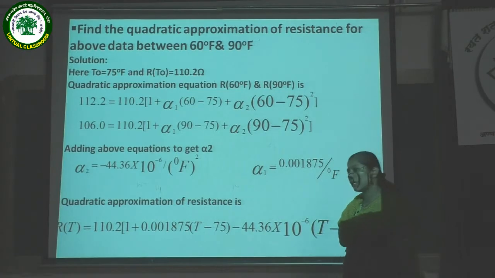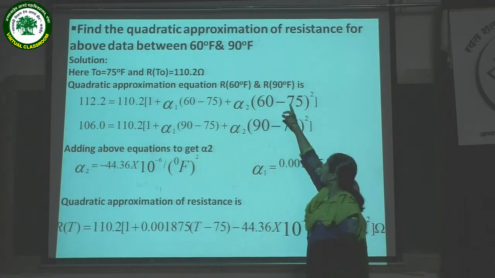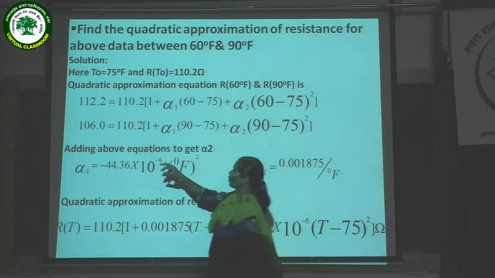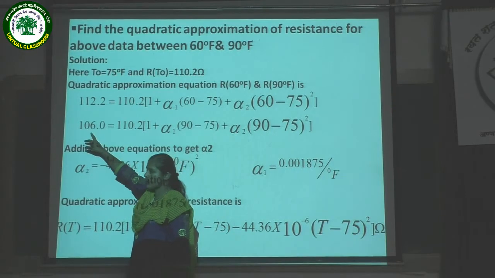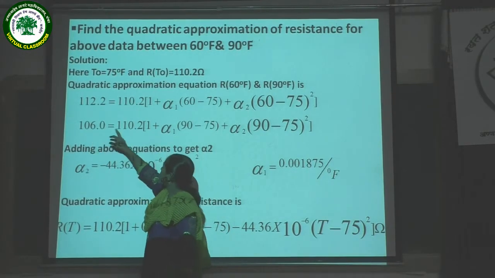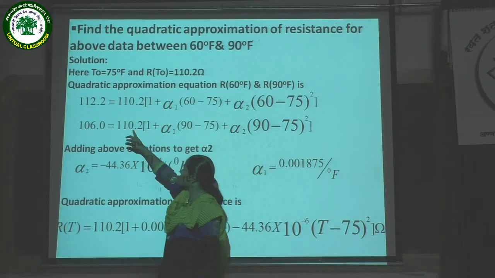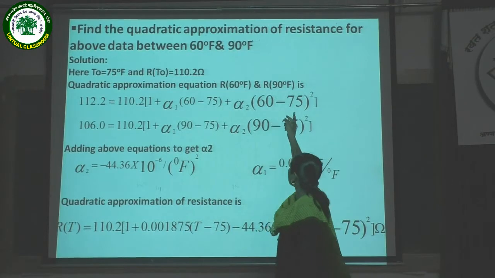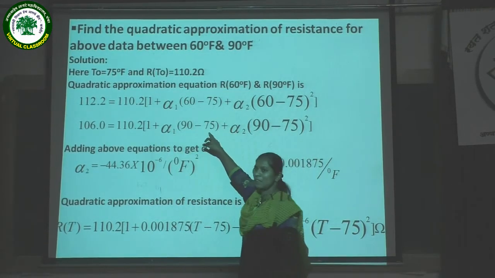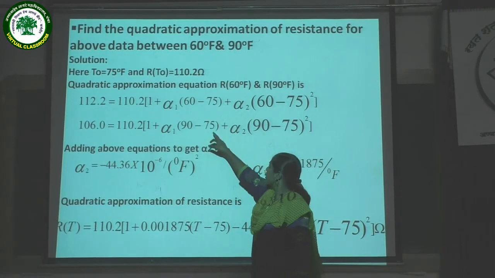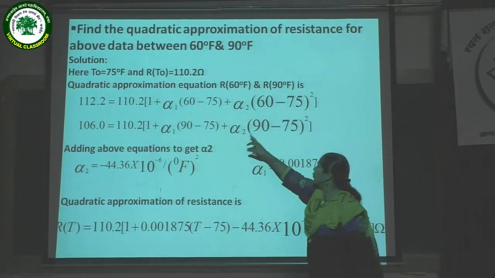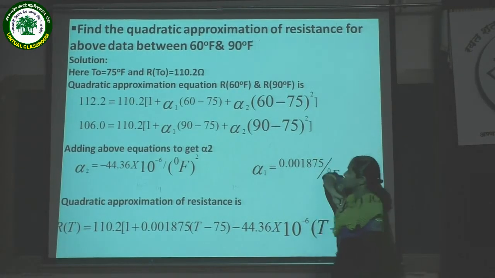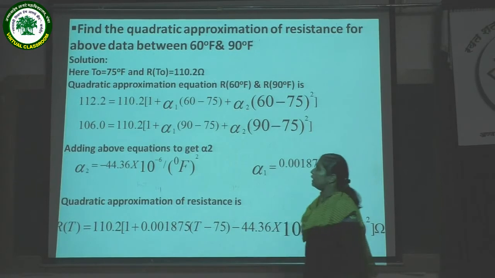Again we are going to write the same equation for R at 90 degrees Fahrenheit. For R at 90 degrees Fahrenheit, we write the equation with its corresponding resistance, that is 106.0 ohm, equal to RT0, that is 110.2, and in brackets 1 plus alpha 1 times 90 minus 75, where 75 is the midpoint, plus alpha 2 times 90 minus 75, but this time squared. So there are two terms having the square, and one term which is linear.